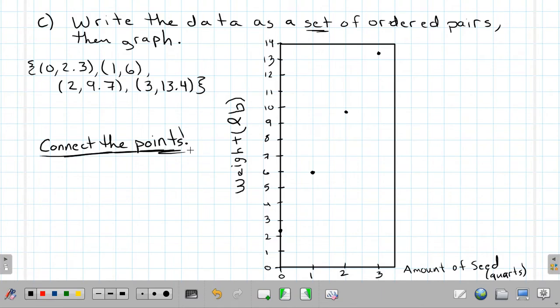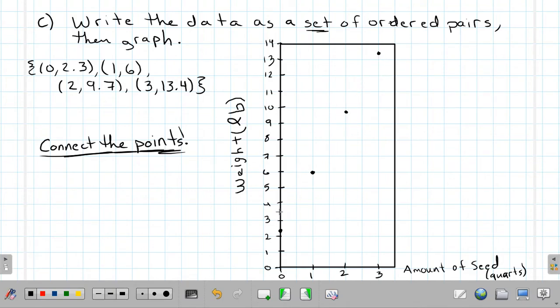Okay, well, why do we connect the points? Well, think about this very logically. If I have 0 quarts of seed and I have 1 quart of seed, well, couldn't I cut that in half? Couldn't I only put 1/2 quart of seed? Okay, couldn't I put half a quart of seed in there? Well, yeah, I could. Could I put 1.2 quarts of seed in there? Could I put 1.5 quarts of seed in there? Could I put 2.9 quarts of seed in there?